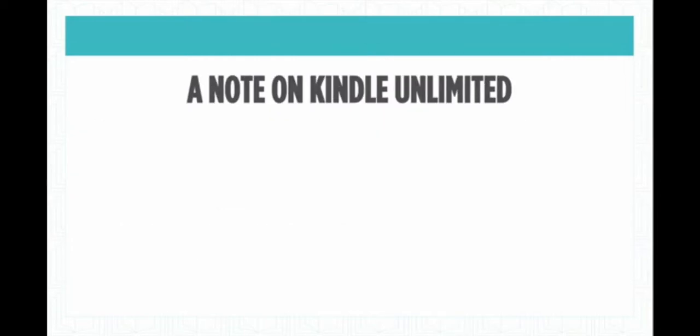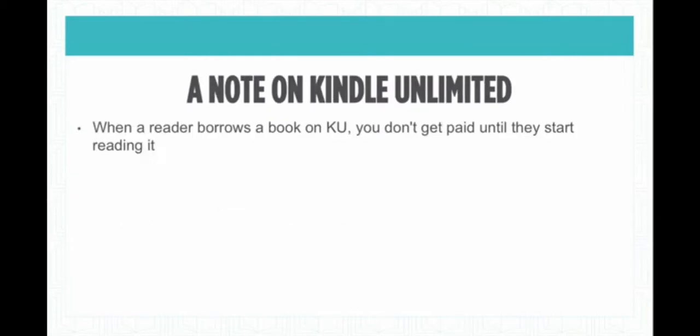Now, I wanted to also note Kindle Unlimited. When a reader borrows a book on KU, you don't get paid. Not right away, at least. And not if they don't ever read the book. You don't get paid until they start reading it. In fact, I believe you don't get paid until they've read at least 10% of the book, if memory serves me correctly. Feel free to correct me if I'm wrong. I've already been corrected when I'm wrong a couple of times during this challenge. But you're not going to get paid until they start reading it.